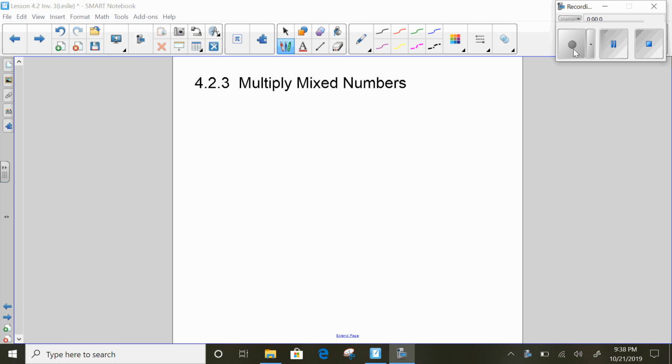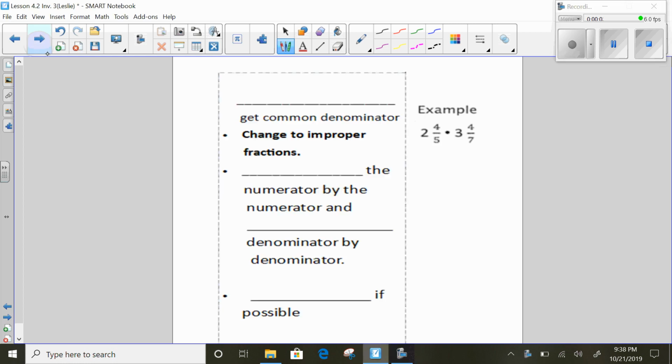On 4.2.3, multiplying mixed numbers. First, let's go ahead and look at our foldable. Let's go ahead and fill this out.